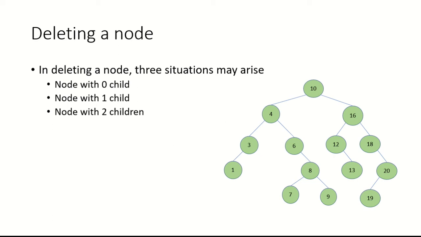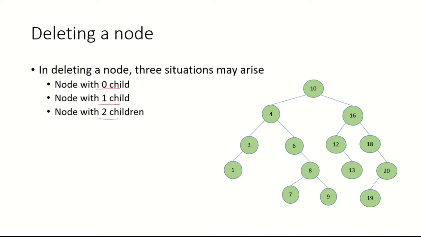So whenever we wish to delete a node, three situations may arise. We could have a node with 0 children. We could have a node which we want to delete which is having 1 child, or the node that we wish to delete is having 2 children. Since this is a binary tree, any node cannot have more than 2 children.